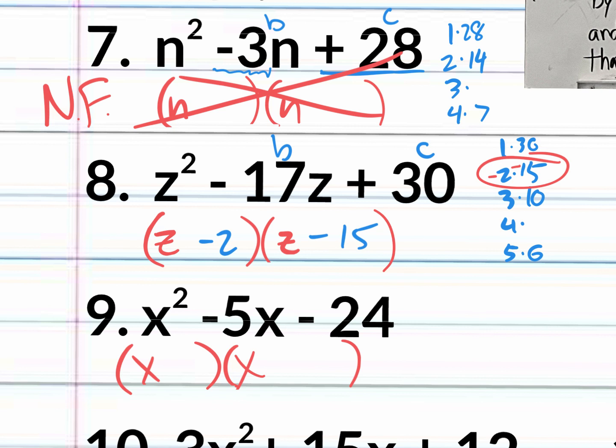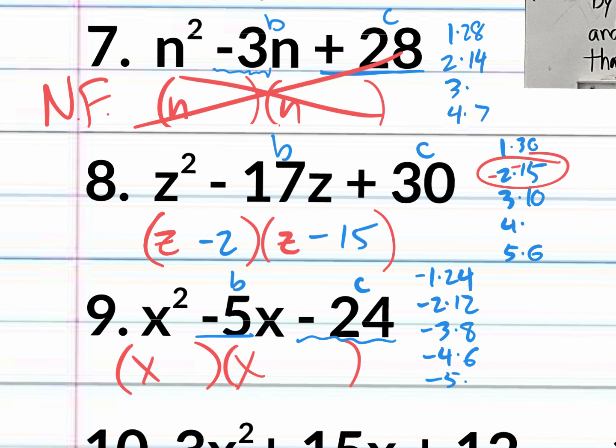Boom, it's factored. Let's do the next one. Check out how easy it is. What times what is negative 24 that if I combine together is negative 5? Let's make a list. Negative 1 times 24. Negative 2 times 12. Negative 3 times 8. Negative 4 times 6. Negative 5 doesn't work. That's it. Just start adding them.